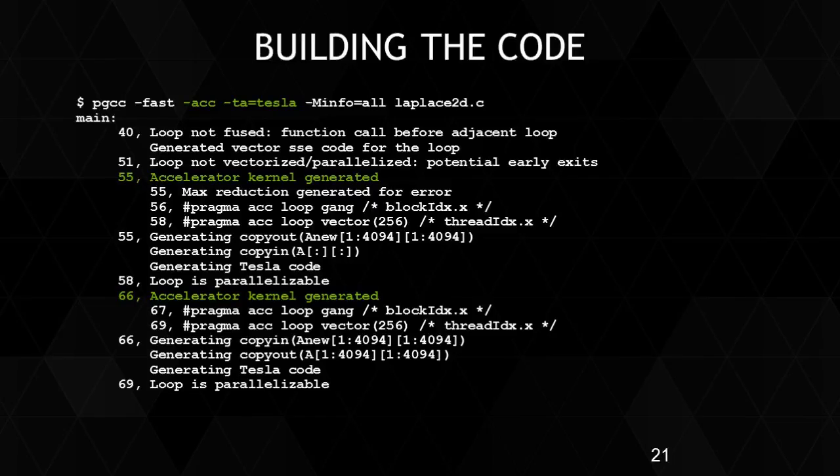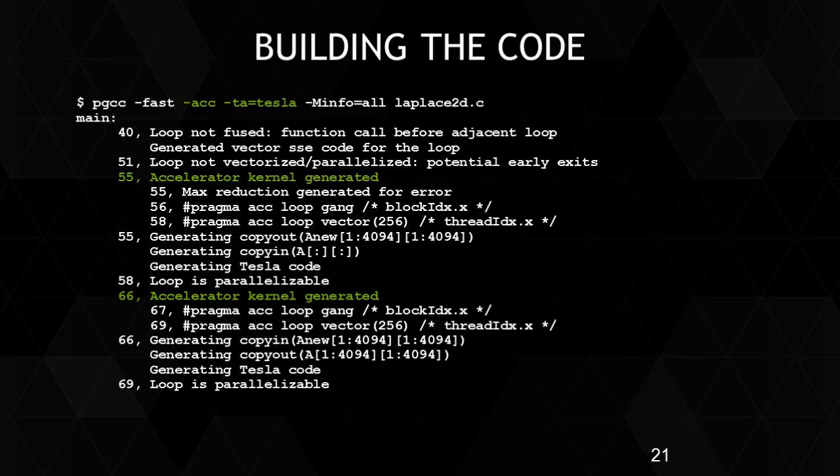The other thing it's done is it's actually looked at understanding what data is needed on the GPU, and it has created device copies of that data, and all of that is handled for me automatically. So down a little lower, you can see generating copyout and generating copyin. I need to copy A to the device, and I need to copy Anew out from the device, and that's what it's showing here. So all of that has been figured out for me just by adding those 2 lines of code.